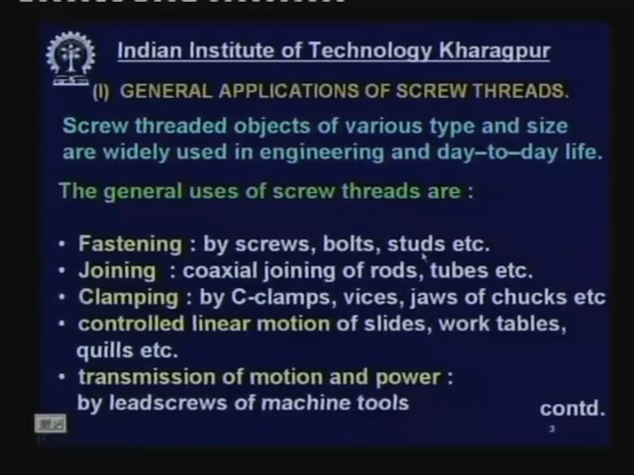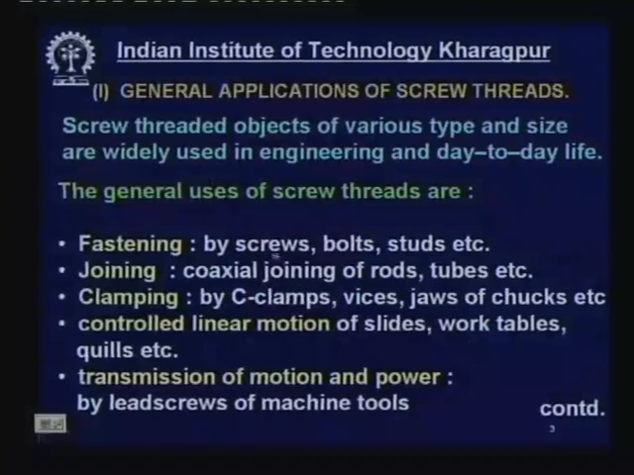Suppose two plates have to be joined temporarily. So, some hole has to be made, and through the hole say number of bolts and nuts will be there for tightening, and when required you can unscrew it and dismantle. So, this is called temporary fastening. So, screws, bolts, studs, these are used for fastening one part with the other.